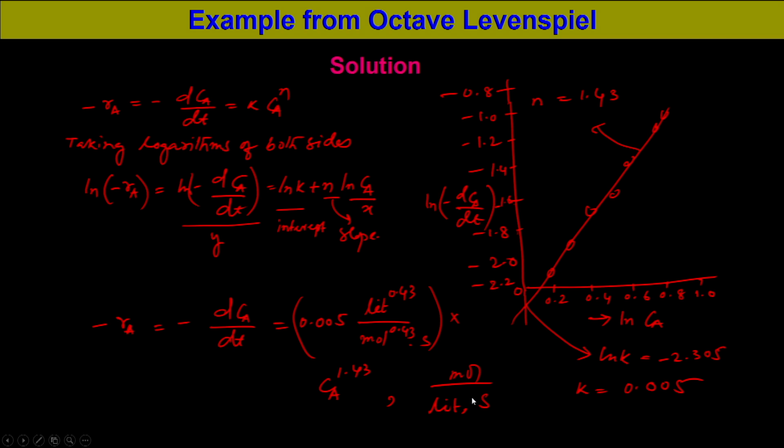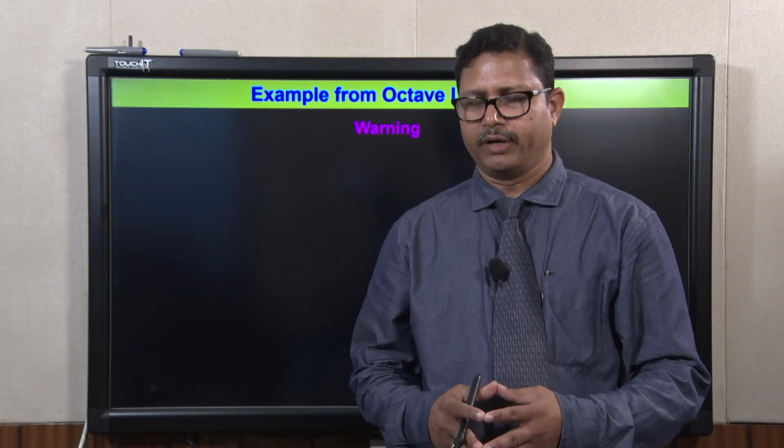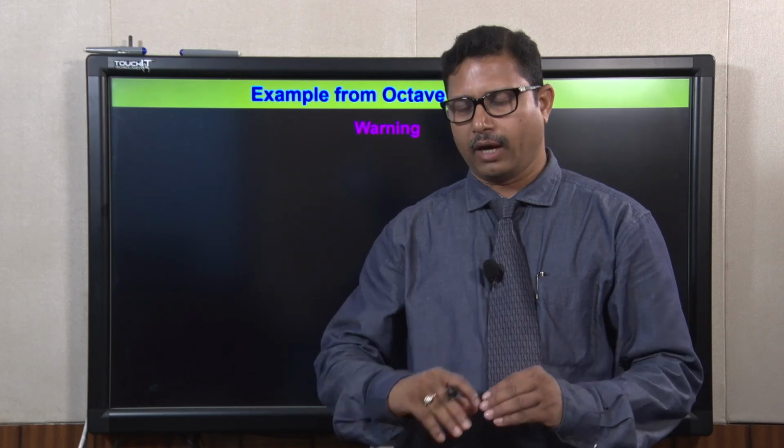So, this is how we can obtain the rate equation or kinetic form of the particular reactions using the differential method of analysis. Now, one warning for this case: to use the differential form, as we have said, the data should be fitted with a guide with the eye.